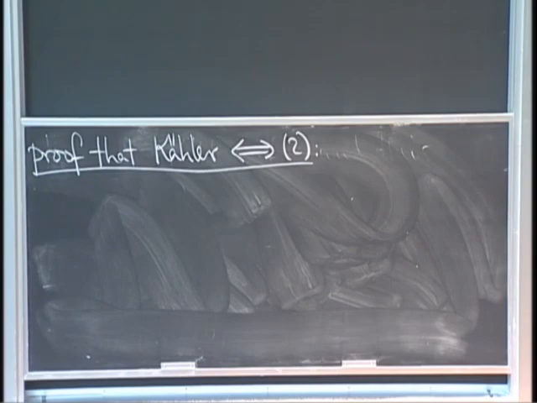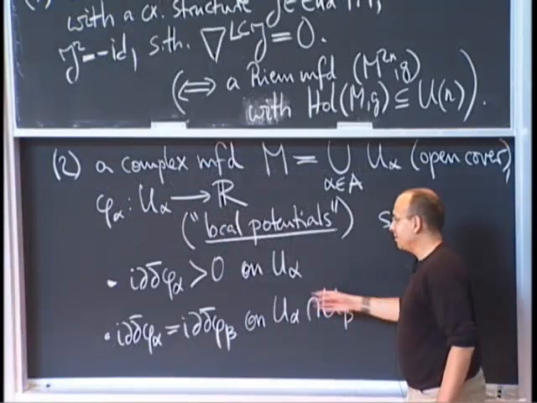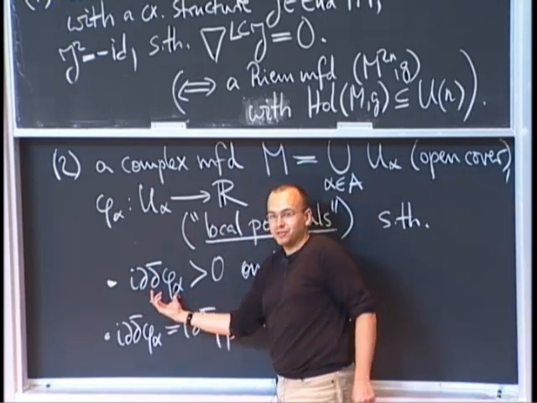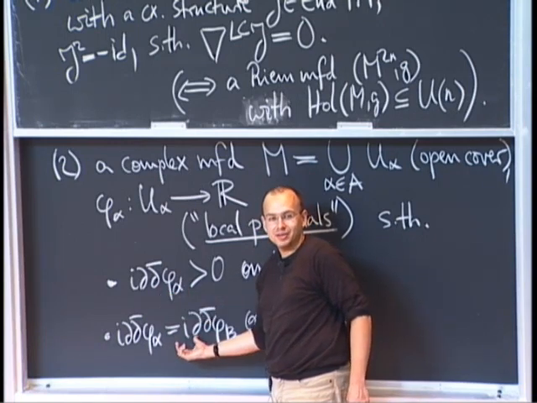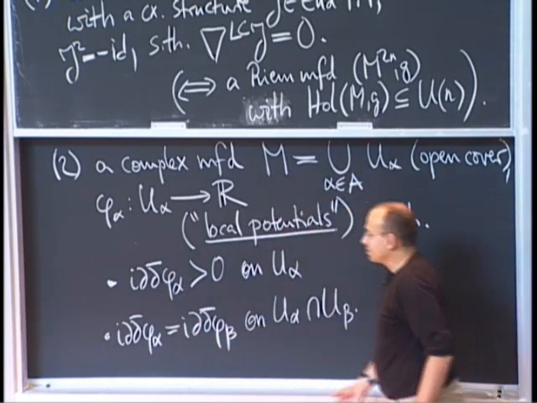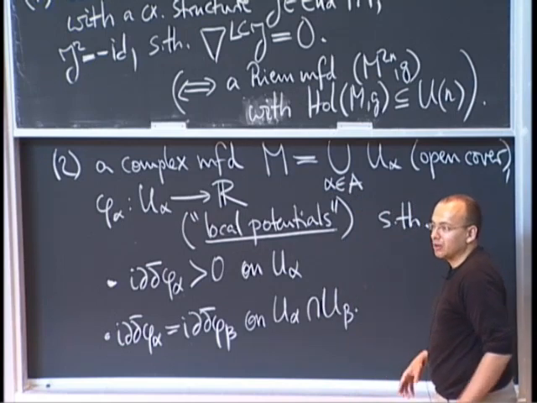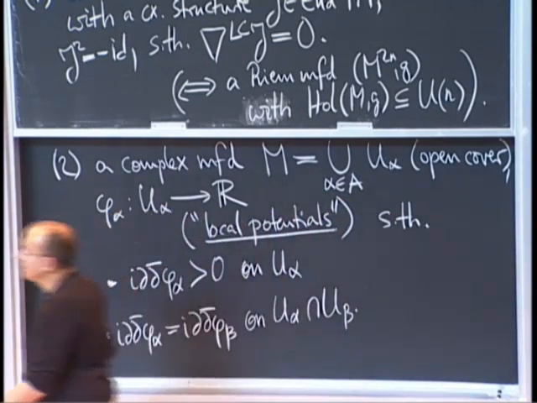That's not particularly hard. Clearly, if you have data like this, then these i dd-bar phi_alphas are going to glue up to a global real valued 1-1 form, which is positive definite everywhere, and it's obviously closed. So the question is, why can I go the other way? Why can I find a local potential? That's the real question.